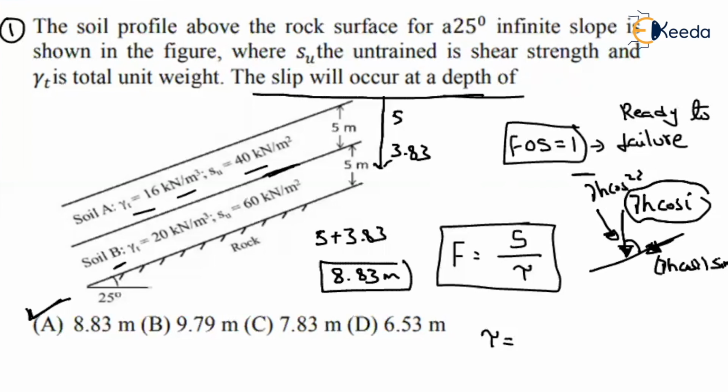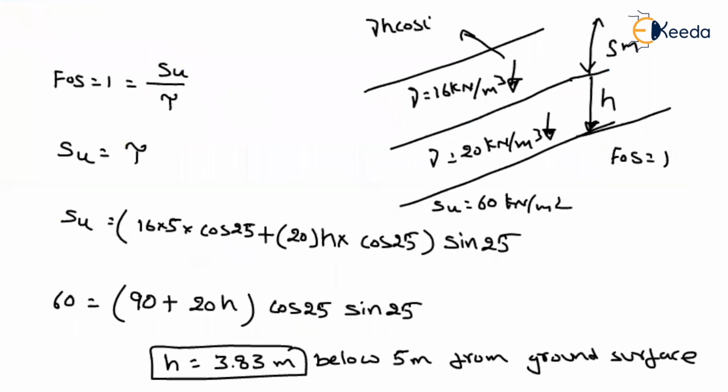You know what mistake the students will commit in this question. They will write 16 into 5 plus 20 into h into cos 25 into sin 25, but that is not correct. Okay, this is about the given problem.